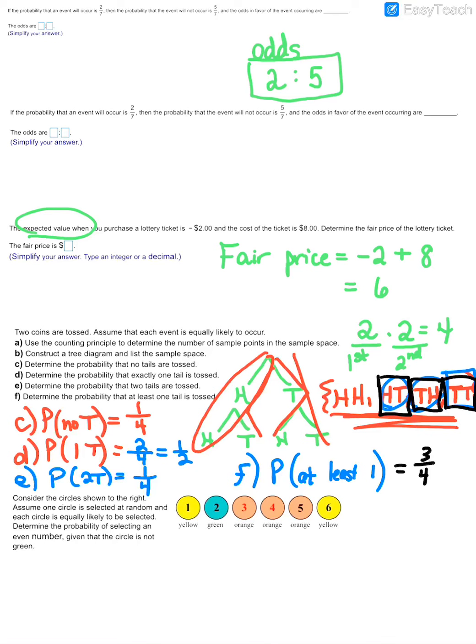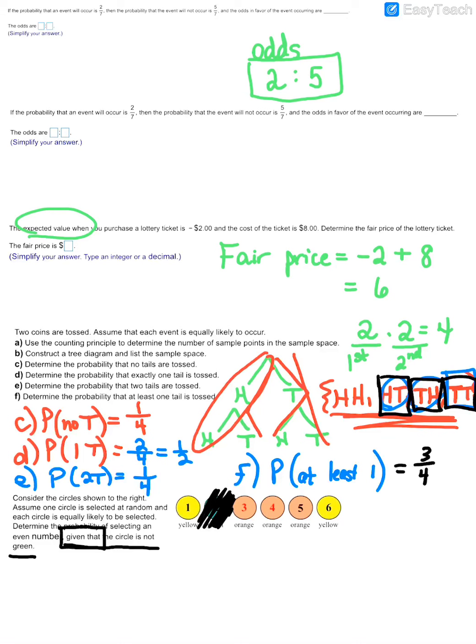And then finally, on this last problem, we are considering the circles shown on the right. Assume that 1 circle is selected at random and each circle is equally likely. We're being asked to determine the probability of selecting an even number given that the circle is not green. Now, anytime they use that phrase, that's called a condition. So if it says given that it's not green, we have to throw that out. We can't even consider that that circle is there.